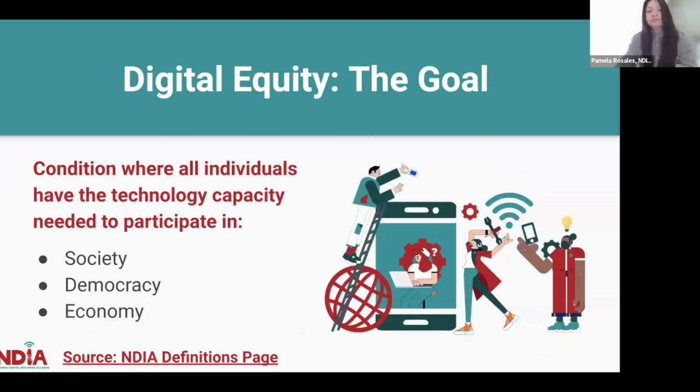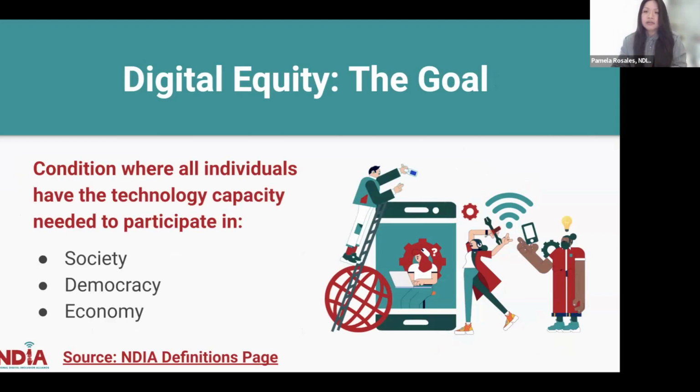So digital equity, this is the goal. This is why we do the work that we do. It's so that everybody in our community can get connected online quickly and use the internet in the way that they want to. We never prescribe, we never force people to use the internet, but if they want to, we want to make sure that they have the access and ability to do that.